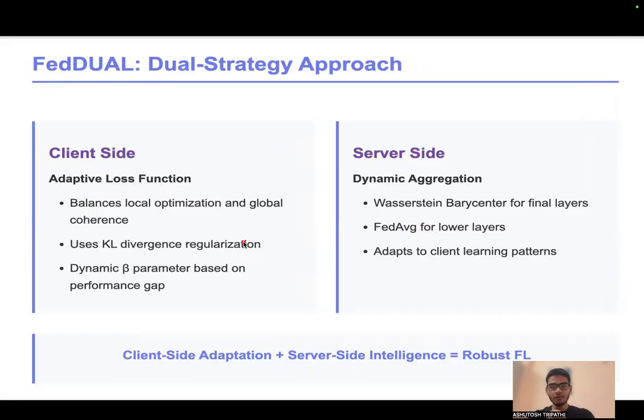So let's conclude both the proposed modules.